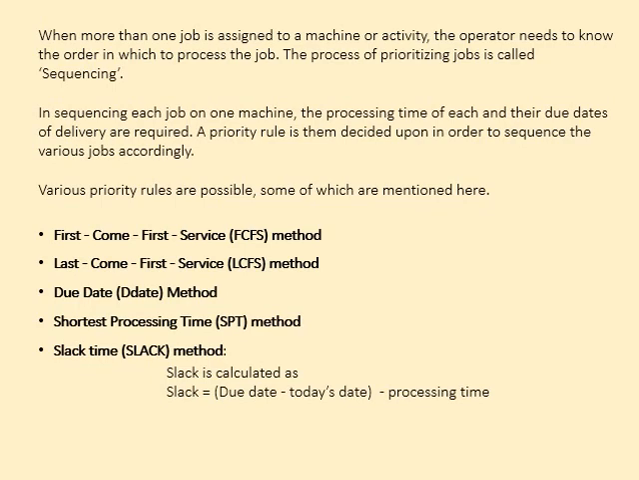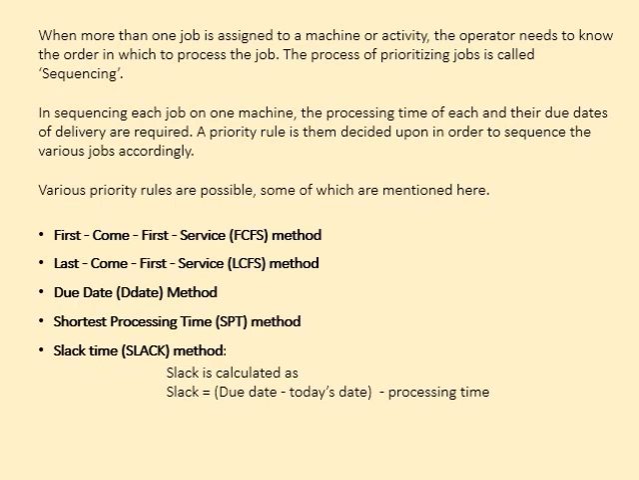Number 3, due date method. In this method, jobs are sequenced according to their due dates of delivery. The job with the earliest due date is scheduled at the beginning of the sequence. Number 4, shortest processing time method. The priority rule of sequencing is based on the processing time of the various jobs. The job with the shortest processing time is scheduled first.